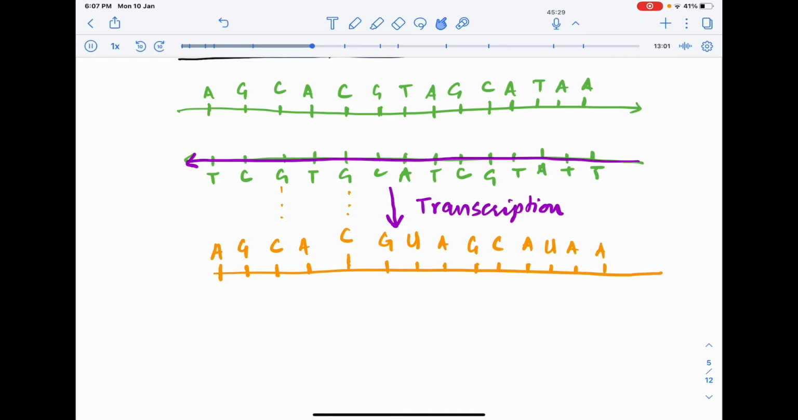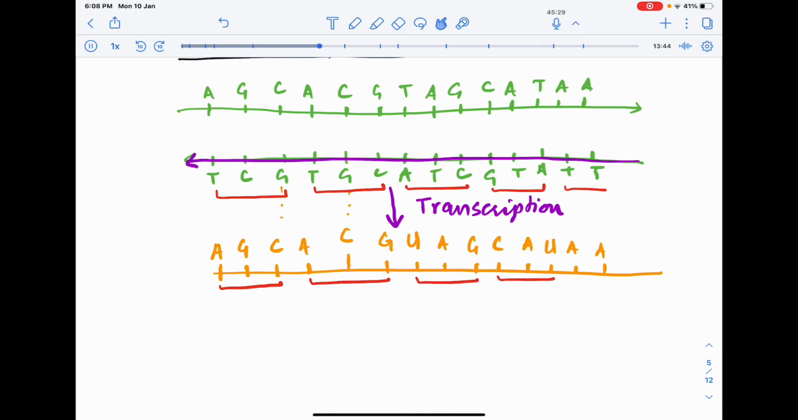Now this sequence of nucleotides on a DNA molecule is read in a series of three nucleotides together. So this series of three nucleotides, then the next three nucleotides, and the next three, and so on. This series of three nucleotides is copied onto an mRNA. And mRNA will have a series of three nucleotides complementary to that of the DNA.